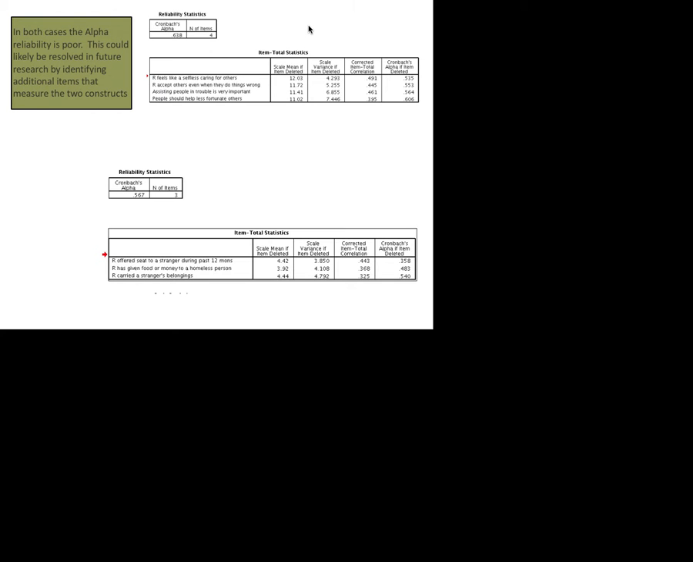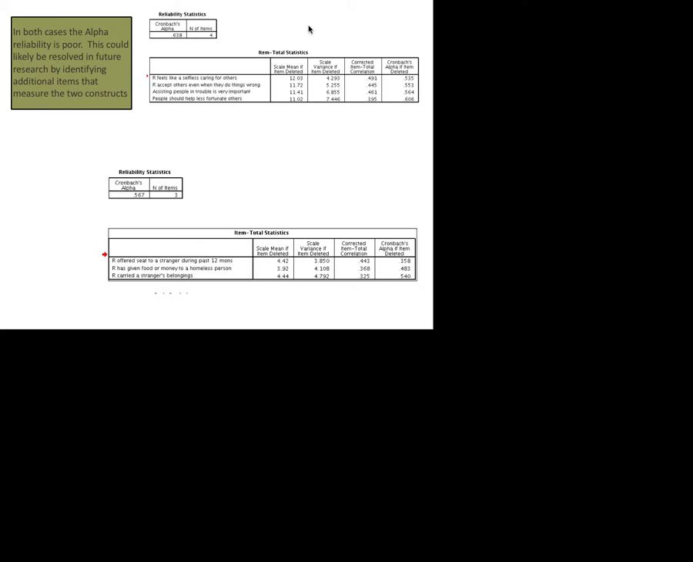I really have to go back to the drawing board and figure out what other kinds of questions I can ask that would allow me to increase my reliability. What would be one way that you could increase your reliability? Just a very straightforward way. Yeah, just add more items. Add more good items, hopefully.